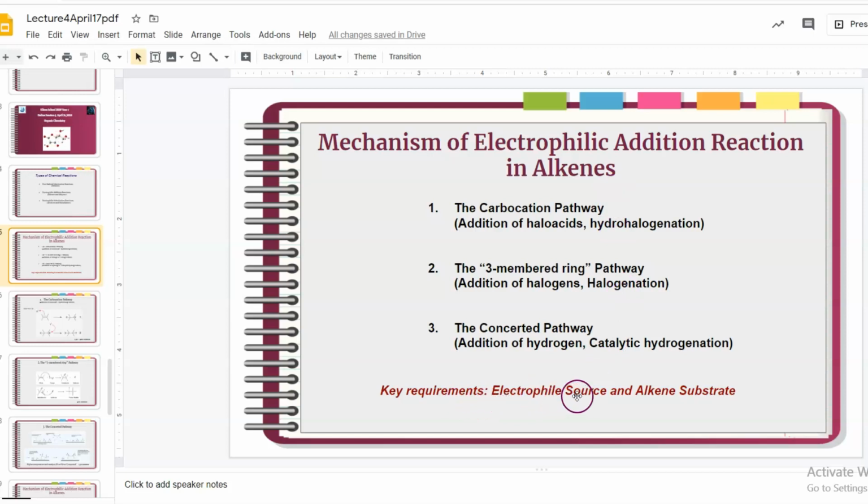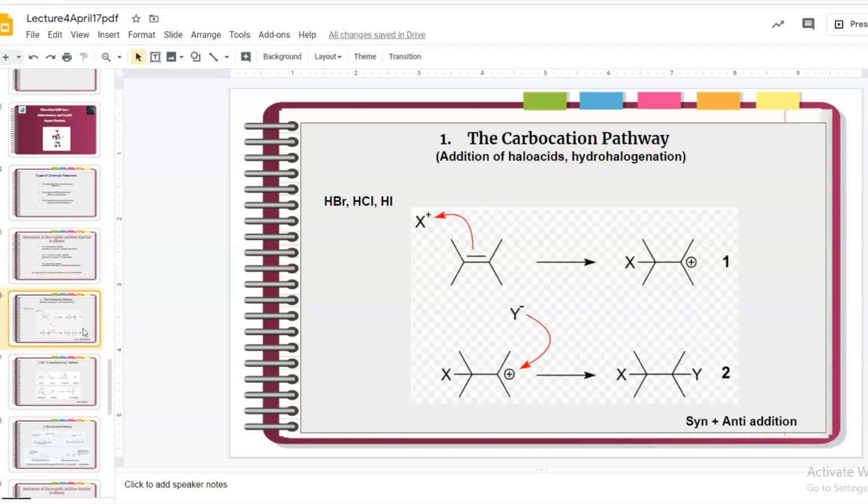Key requirements, of course, I said there should be an electrophilic source. In the case of haloacids, the HBr, HCl, and HI, they would act as an electrophilic source, providing that electron-loving group. In the case of the three-membered ring pathway, you'll have halogen molecules, Cl2, Br2, I2. Those will behave as the electrophilic source. In the concerted pathway, you'll have a hydrogen molecule, H2 gas, right? That would behave as a source of electrophile. Okay, so let's get started.